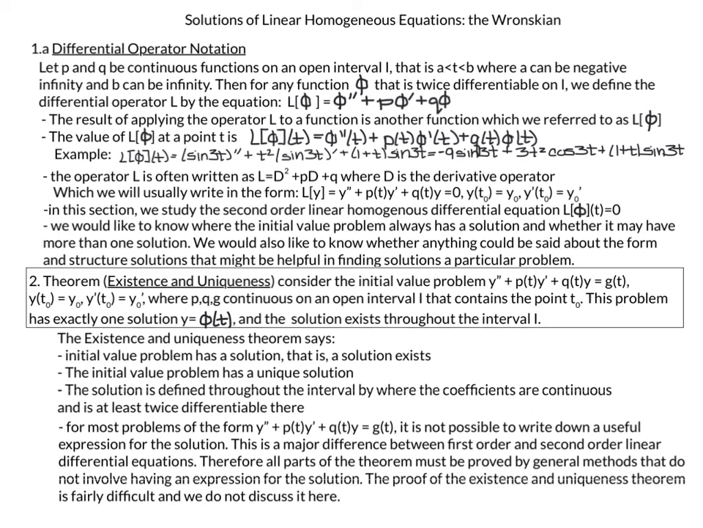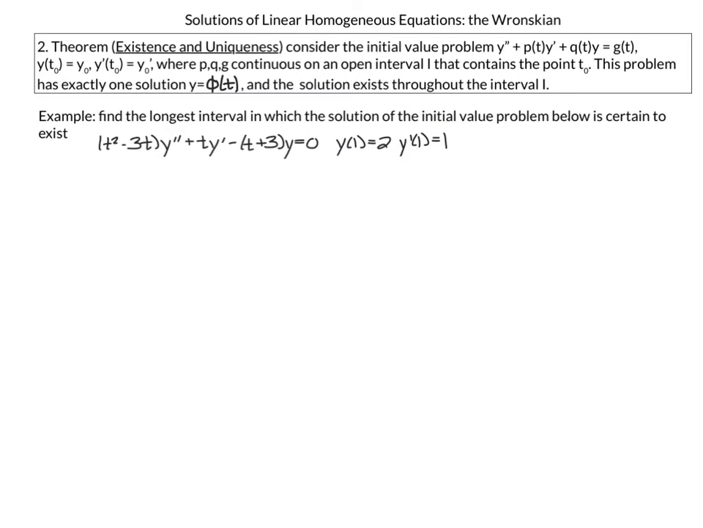Therefore, all parts of the theorem must be proved by general methods that do not involve having an expression for the solution. And this proof of the existence and uniqueness of solution is fairly difficult, and we do not discuss it here. So we will use this theorem, existence and uniqueness, to find the longest interval in which the solution of the initial value problem below is certain to exist.